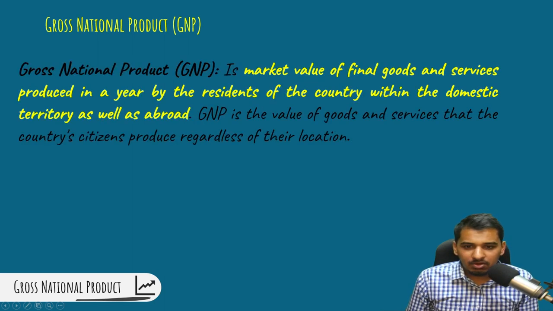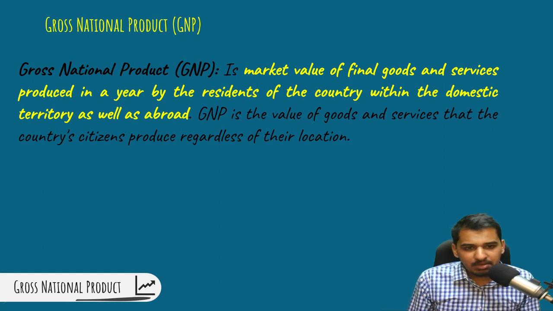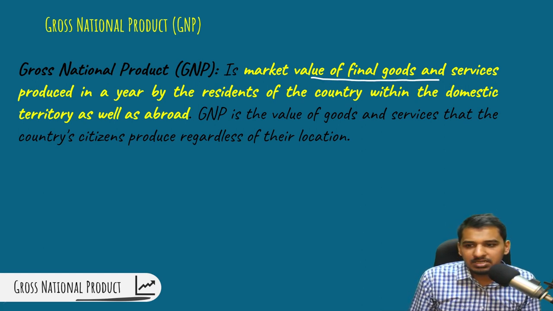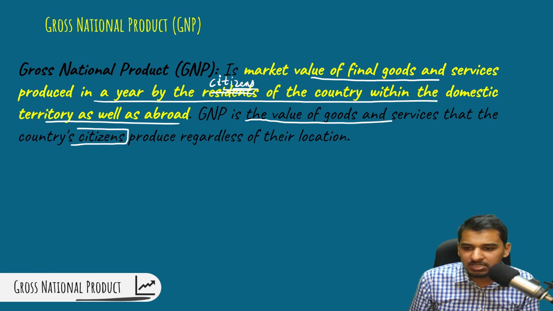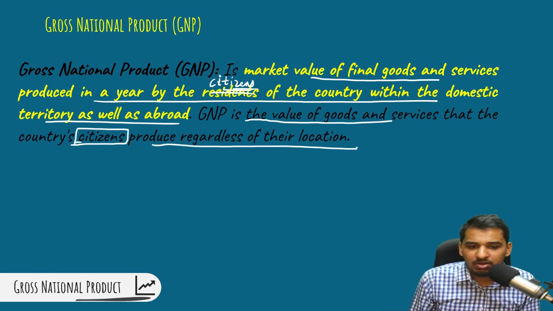Gross national product is the market value of final goods and services produced in a year by residents of the country within the domestic territory as well as abroad. It should be better, it should be citizens, not residents. GNP is the value of goods and services that the country's citizens produce regardless of their location.